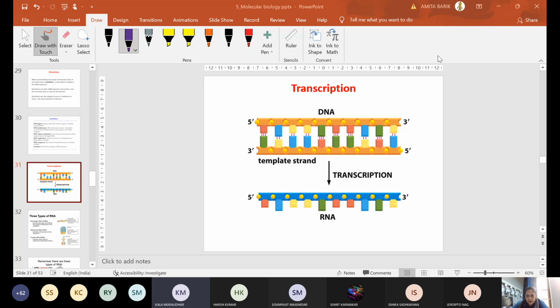Okay. Ma'am, a normal person can also have oncogenes, in the form of proto-oncogenes. Yeah, we have. Thank you, ma'am.